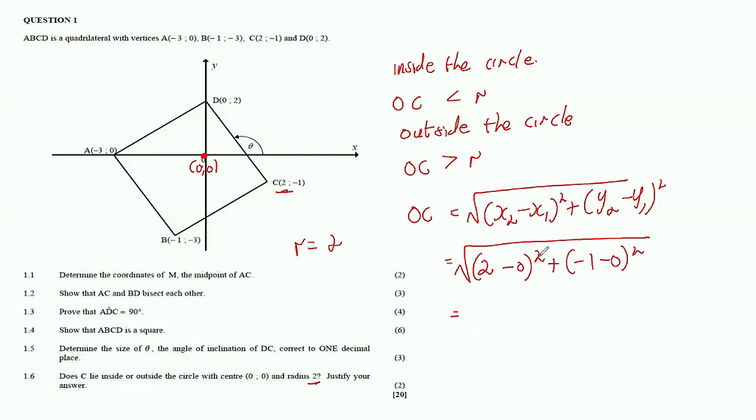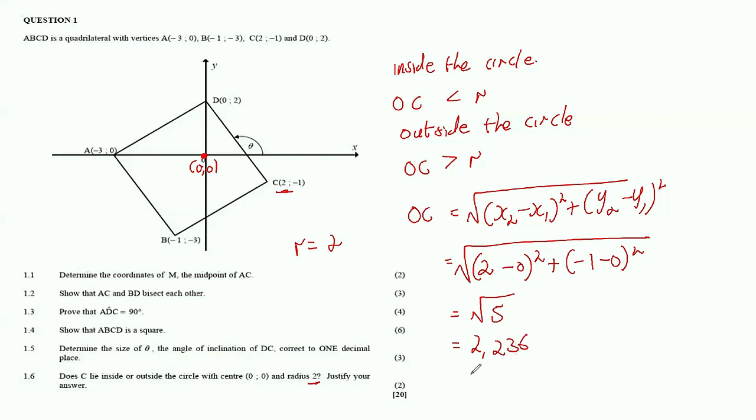Doing the calculations, we end up with root 5, because here we have 4, and here it comes out as +1. So 4 plus 1, that's root 5. Now, what is root 5? If we simplify root 5, just press S to D in your calculator, you will find that root 5 is actually 2.236, right? Something like that, 2.236.